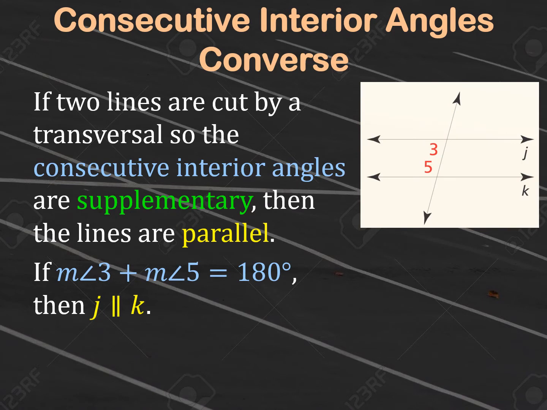Finally, the consecutive interior angles converse. Here, if two lines are cut by a transversal so consecutive interior angles are supplementary, so angle 3 plus 5 is equal to 180, then the lines are parallel. So the way you would solve most of these problems is very similar to what we did in 10.2. In 10.2, you were given parallel lines. Here, you're going to be asked a series of questions such as find the value of x that makes m parallel to n.